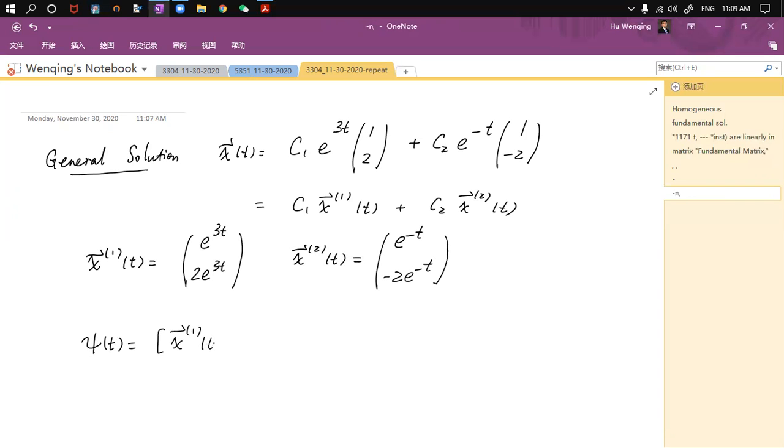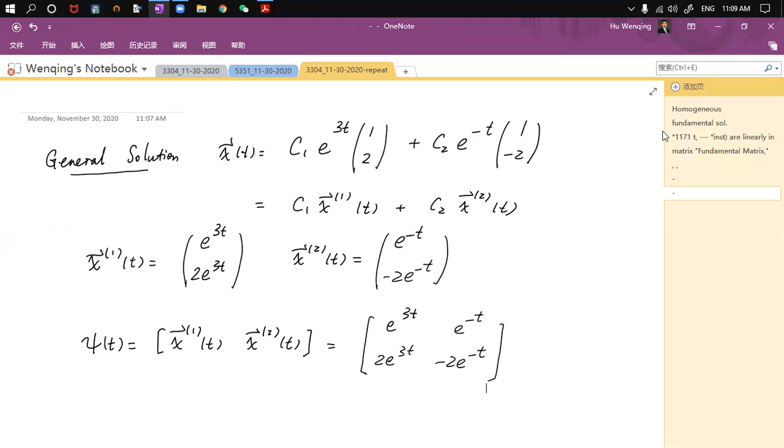So that's the first and second fundamental solution, which means that the fundamental matrix is just equal to those fundamental solutions. You treat them as column vectors in a row. So that's going to be e^{3t}, 2e^{3t}, and then e^{-t}, and minus 2e^{-t}. That's going to be the fundamental matrix of this problem.